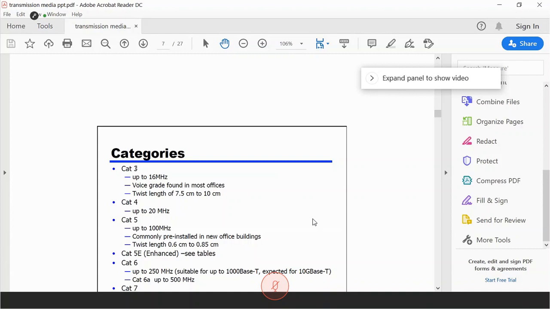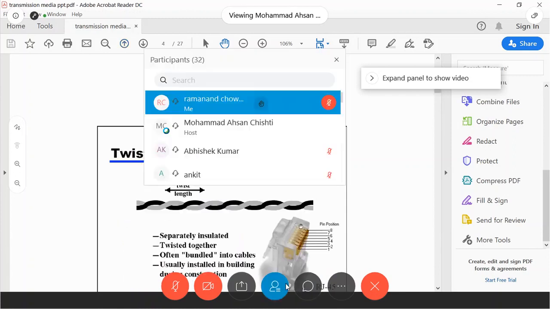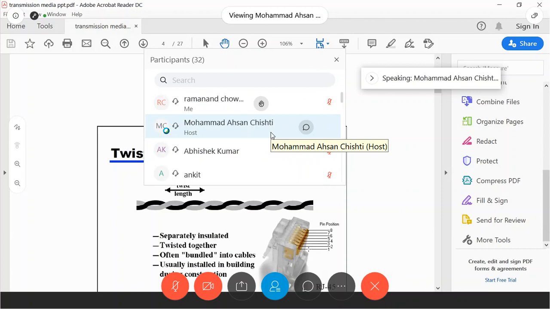Now the maximum specified distance of these twisted pairs for transmission of data is 100 meters. Cat 5, what you see, is of 4 pairs. That means 8 wires going on. This is the connector that we use for it.